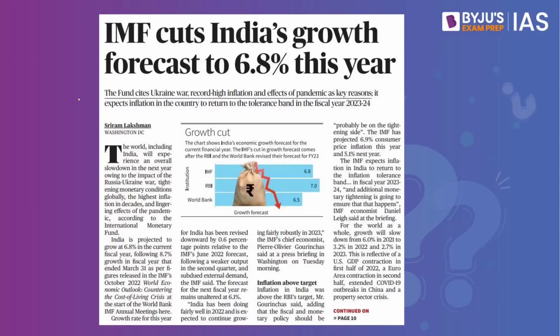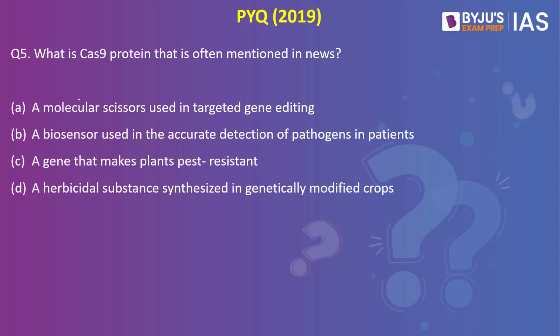As you can see here, the IMF has cut down India's growth forecast yet again to 6.8% this year, but this is still much higher as compared to the other major economies throughout the world. That is why, although the growth forecast may have gone down, most people are extremely optimistic about India's growth chances in the coming financial years.